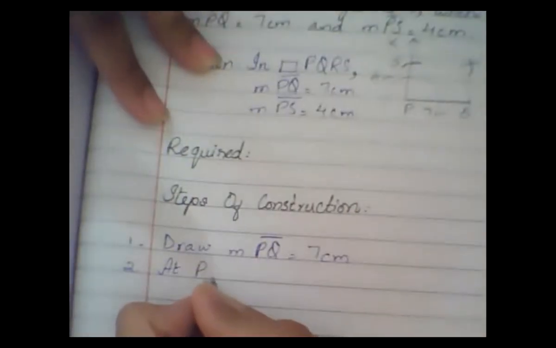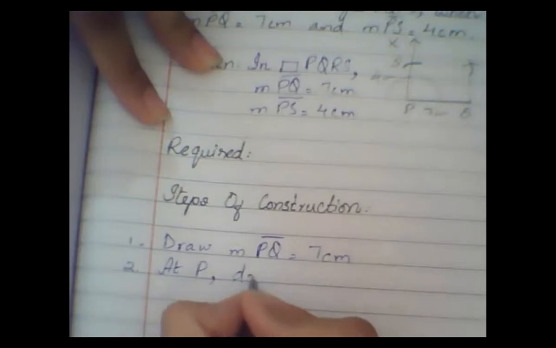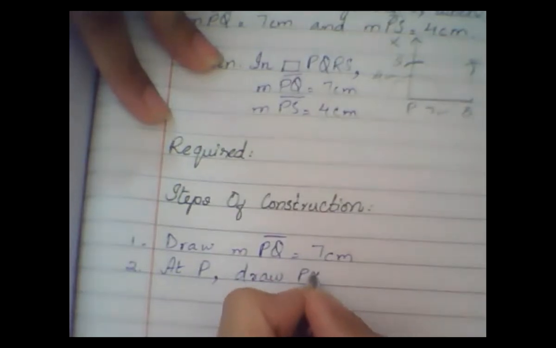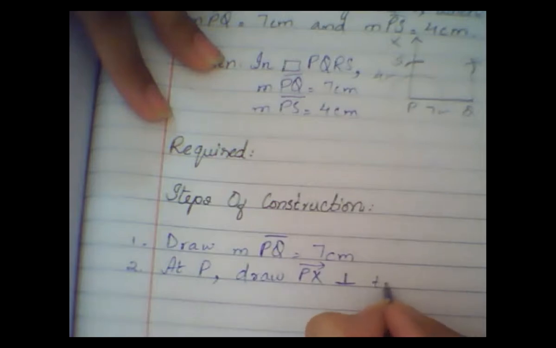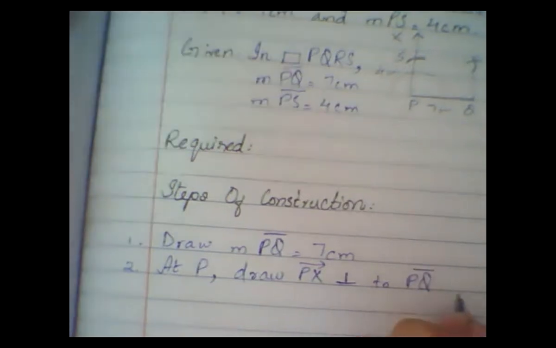At P, draw PX perpendicular to PQ. How can I write perpendicular? Miss, we will make the perpendicular sign. Perpendicular to PQ. Very good.